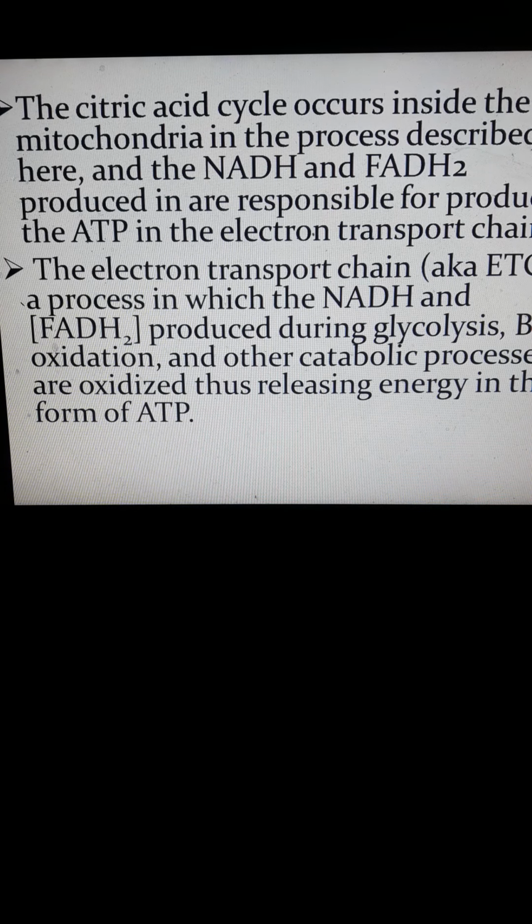Meaning, the NADH, or nicotinamide adenine dinucleotide plus hydrogen, and FADH2, known as flavin adenine dinucleotide, are involved in the transport of the electrons that happens during the process of glycolysis. Okay, and the use of those reducing agents will release energy in the form of ATP.